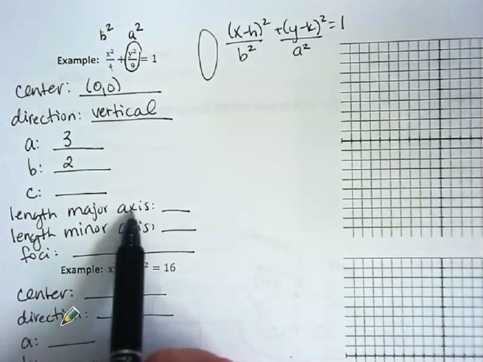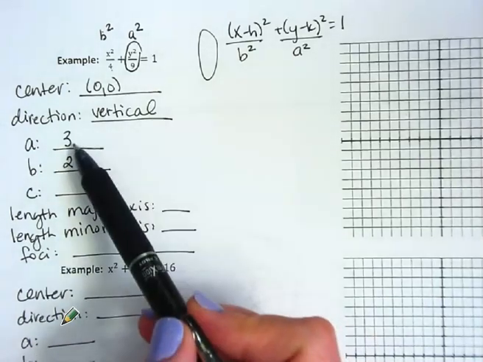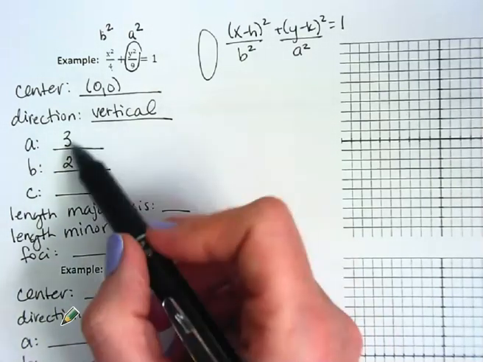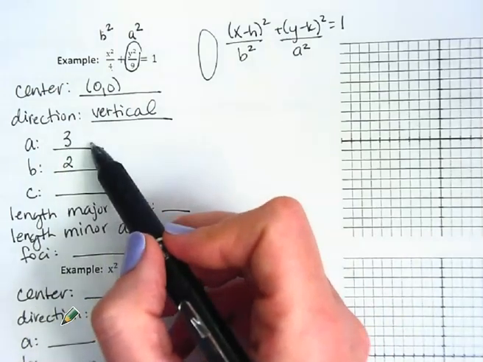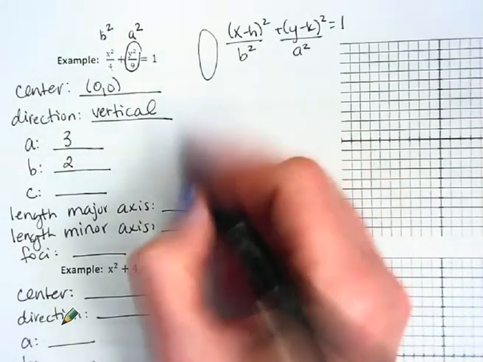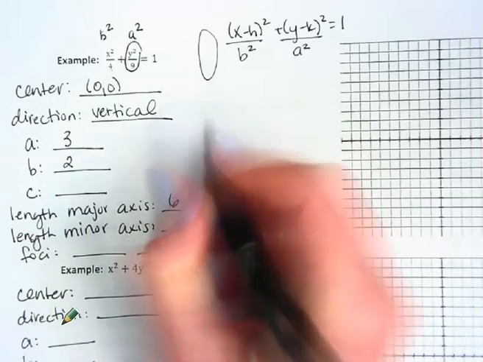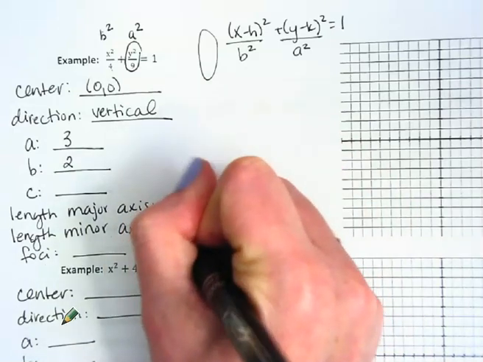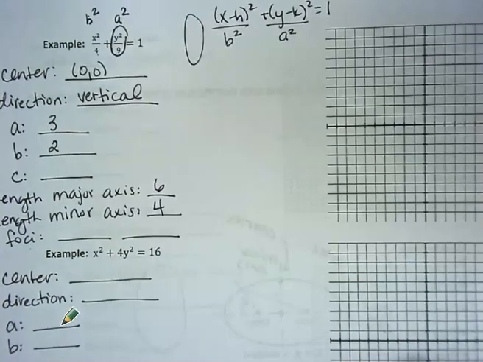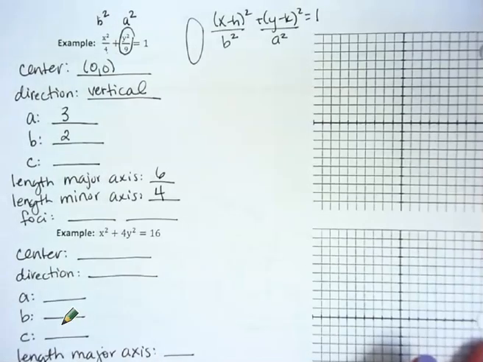The length of the major axis is twice whatever A is, right? Because this is from the vertex to the center, and then we have another 3 from the center to the other vertex. So that's going to be 6. The minor axis is going to be 4. So I'm going to go ahead and graph those and then talk about C in a second.